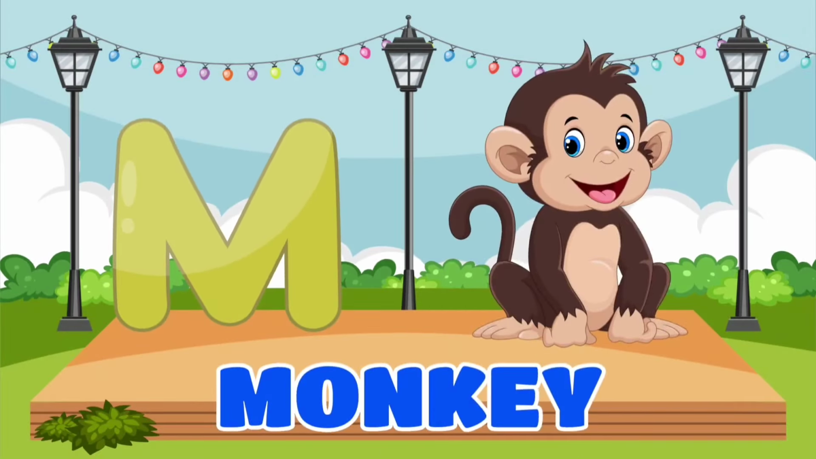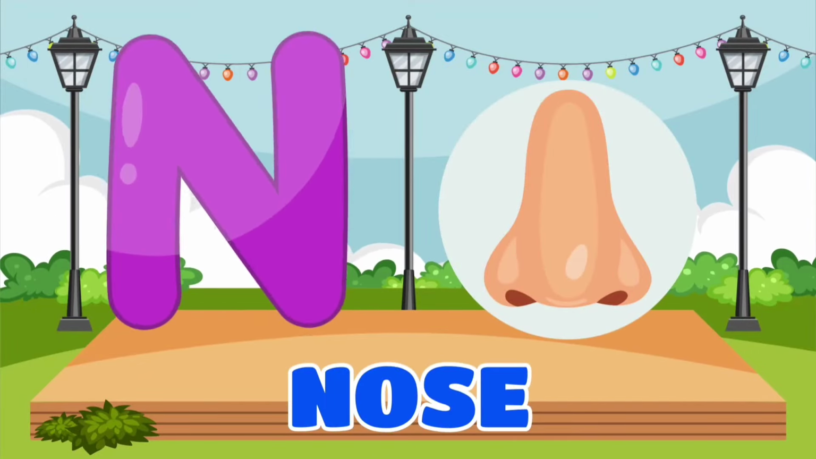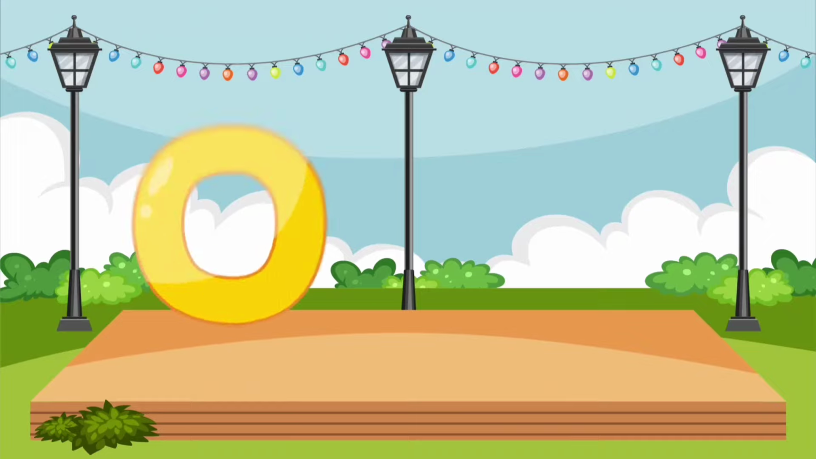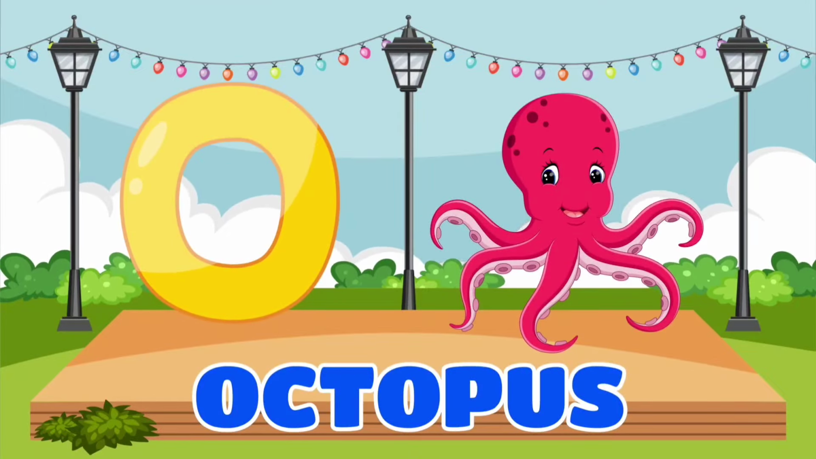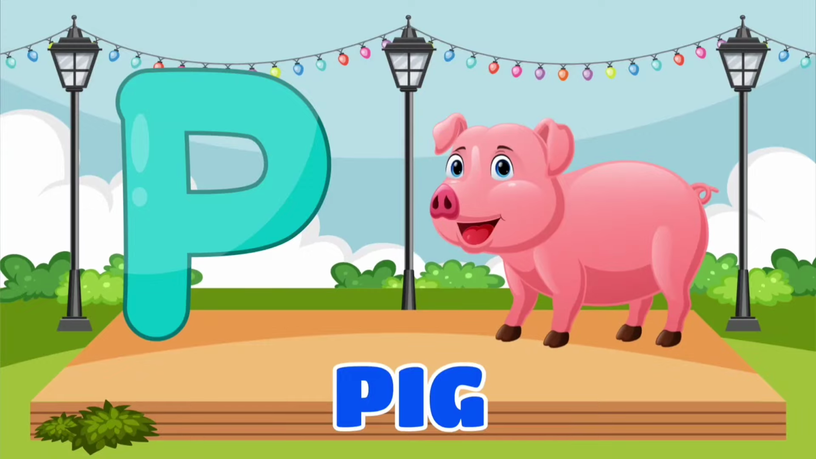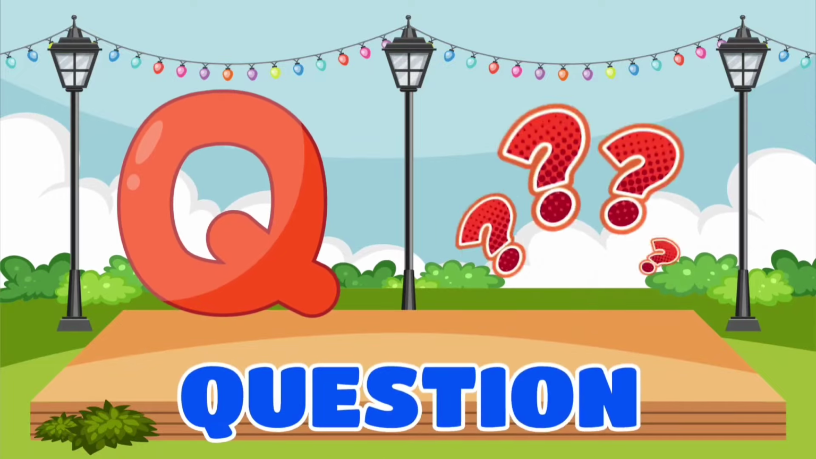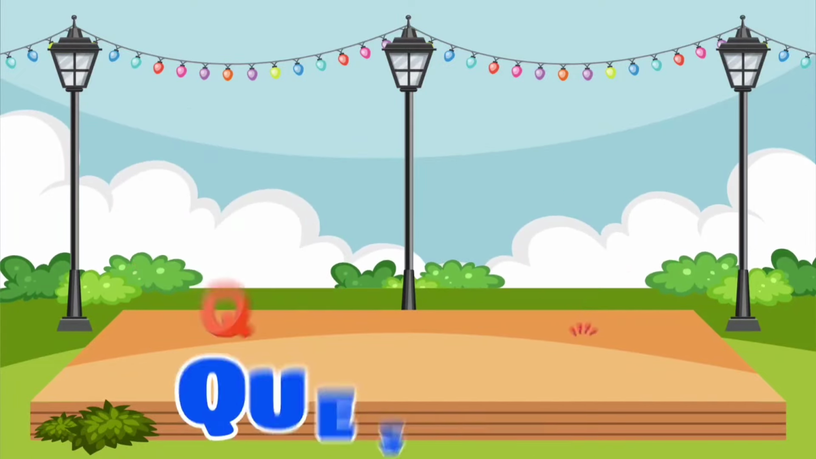M is for monkey, monkey. N is for nose, nose. O is for octopus, octopus. P is for big, big. Q is for question, question.